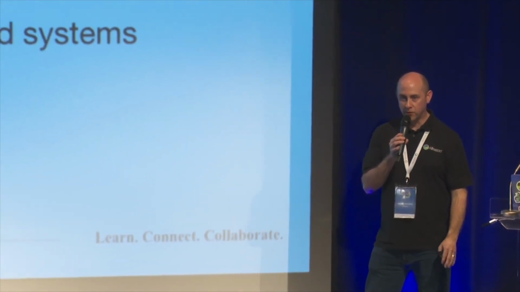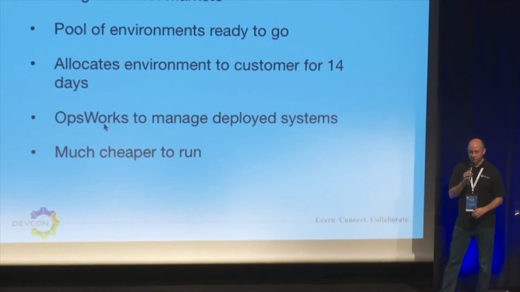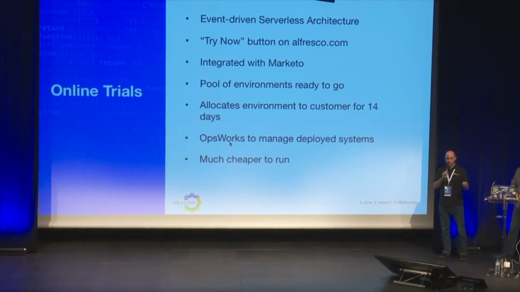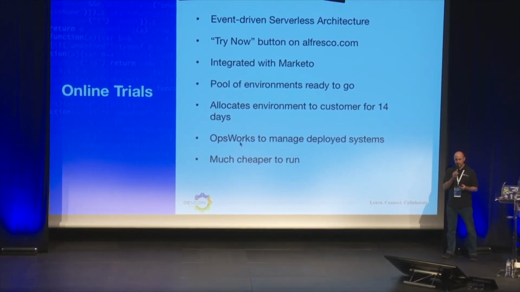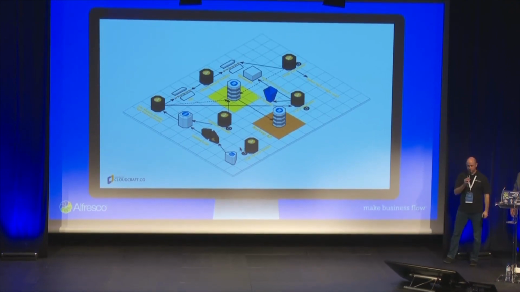Okay, so let's take a look at the online trial stuff in the last few minutes. This is an event-driven serverless architecture that we've put together. It's triggered from the Try Now button on alfresco.com. So if you go and sign up for a trial, we're actually running this under the covers. It's all integrated with our Marketo system. Essentially, we have a pool of environments ready to be allocated to customers as they want to trial stuff. It allocates an environment to a customer, sends them an email, and stores the details in Marketo. This is a picture of the architecture.